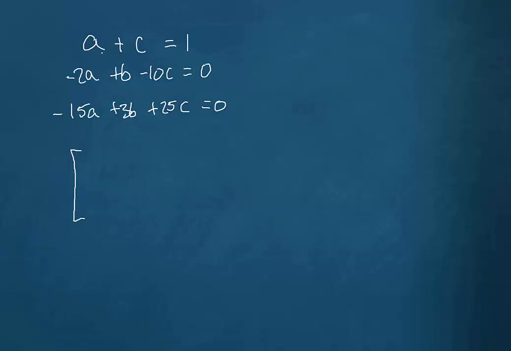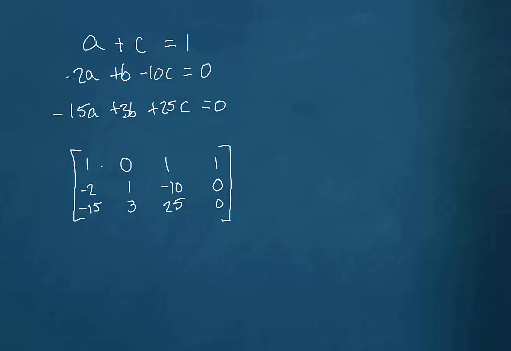The coefficient on a in the first equation is 1. There is no b as there are in the other two equations, so that means that coefficient must be 0. The coefficient on c is 1, and then the right side of the equation is 1. Then for the second equation, we have minus 2, 1, minus 10, and 0. And for the third equation, we have minus 15, 3, 25, and 0.